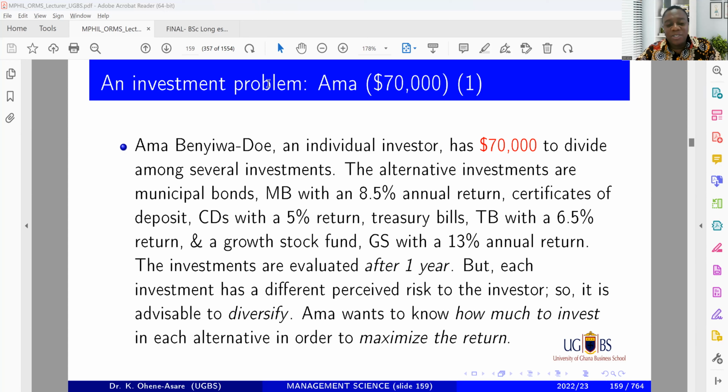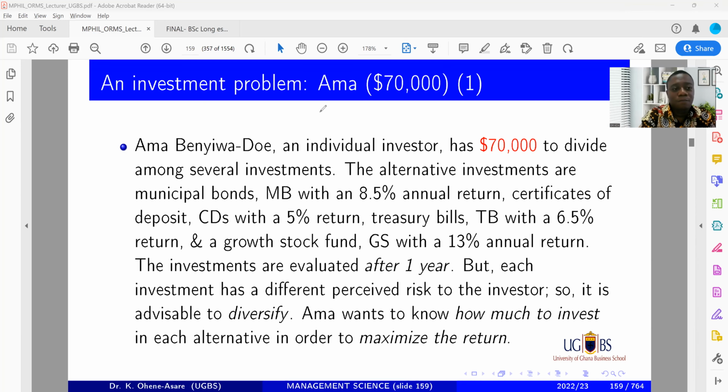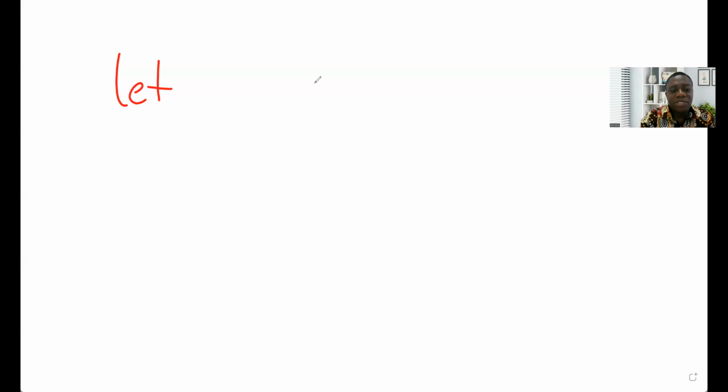Okay, so I was asking you, how would you have written it? So it will be, let X1 represent the municipal bonds. Let X2 represent the certificates of deposit. So let me tell you something. You said let X1 represent municipal bonds. The amount, sorry. So you are wrong. The amount invested in municipal bonds.